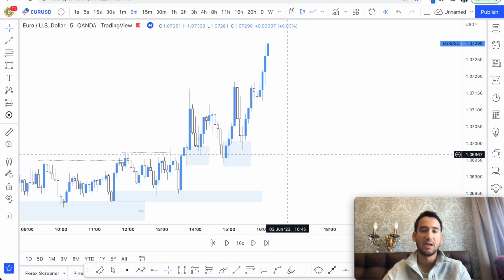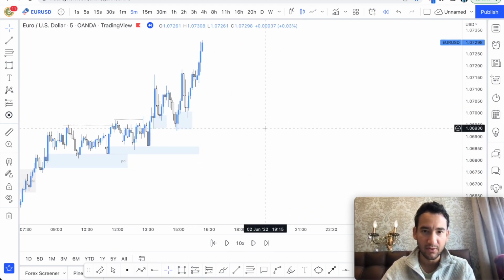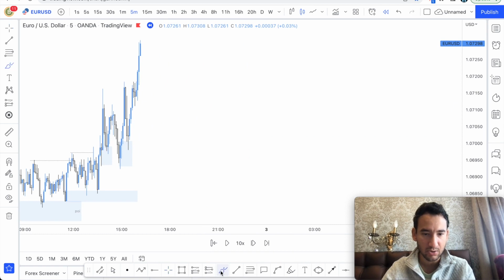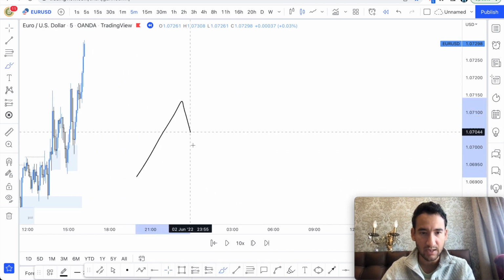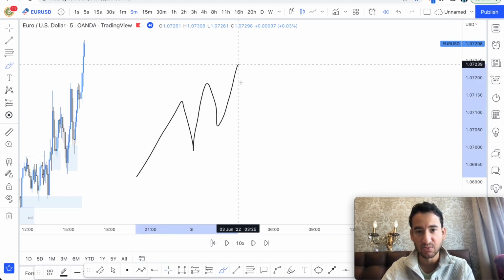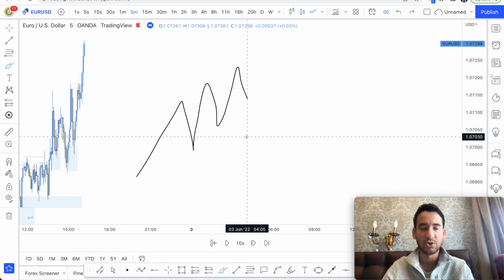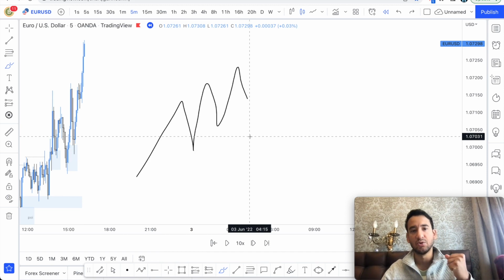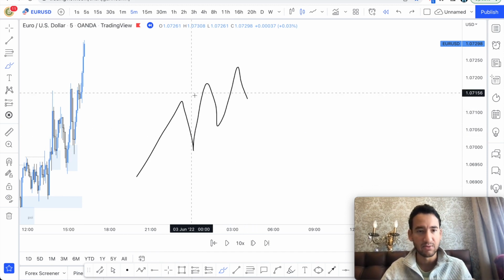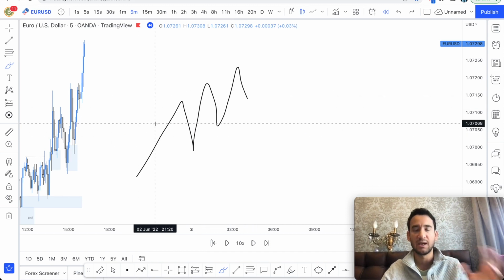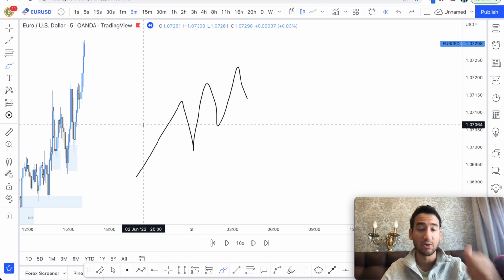Just remember what I was telling you in the previous video, that all we're really concerned with is seeing breaks, mitigations, breaks, mitigations. When you see a lot of breaks and mitigations like this, it's showing us that structure is indeed pushing bullish. Structure is bullish at all times, and all we're doing is capturing momentum and direction from the higher time frames.